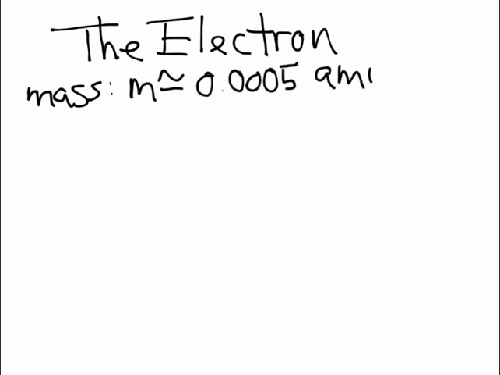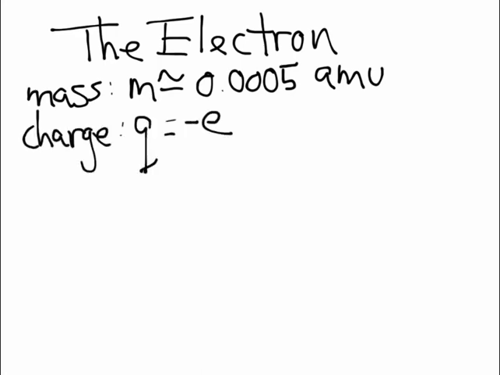Okay, so the last of our main building block heroes is the electron. The electron in a lot of ways is my favorite. It also has a mass. The mass is a lot less than the proton. So in our atomic mass units, it's 0.0005 atomic mass units. The charge of the electron, of course, is the exact opposite of the proton, so it's a negative fundamental electronic charge.